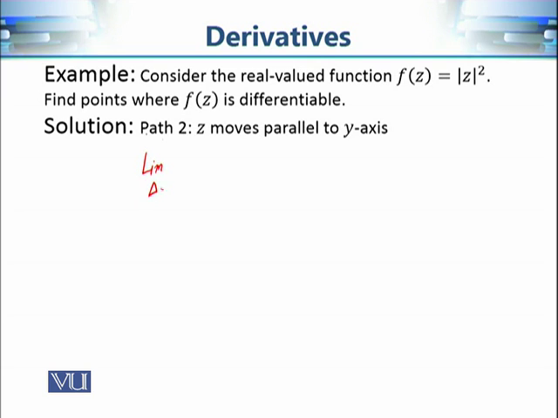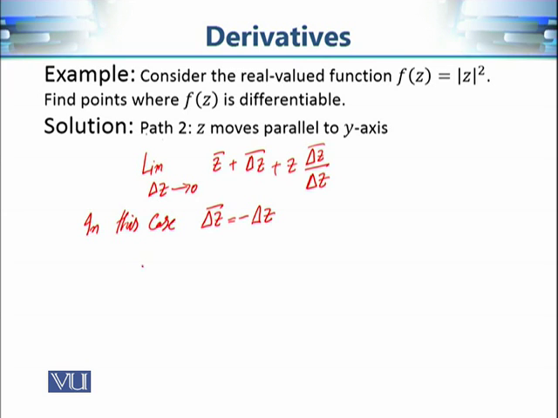So in this case, we want to calculate the limit as delta z approaches 0 of (z conjugate plus delta z conjugate plus z delta z conjugate) over delta z. Now in this case, once again, delta z conjugate is in fact minus delta z. So the value of the limit becomes the following.